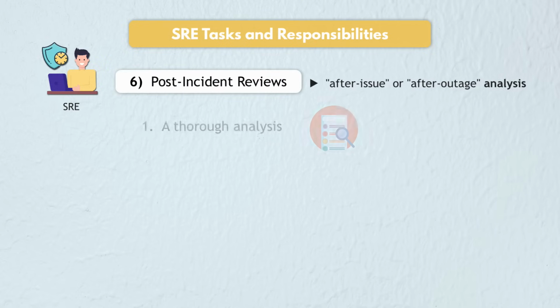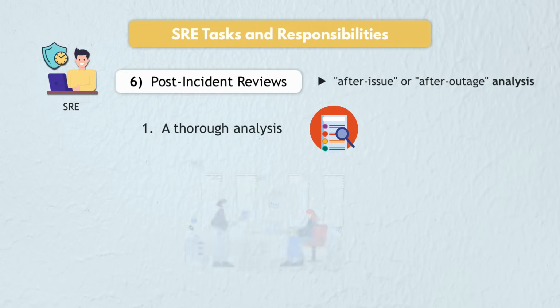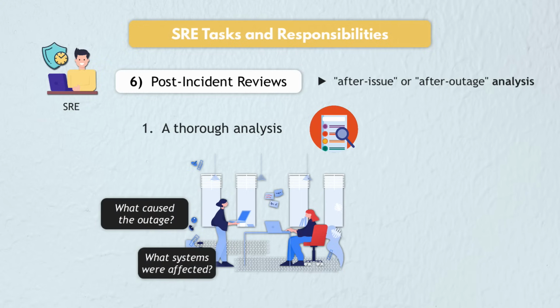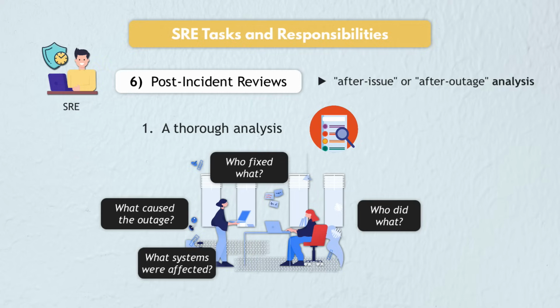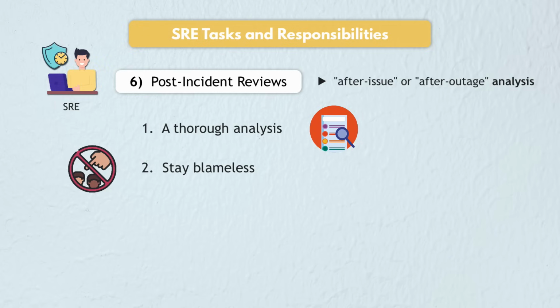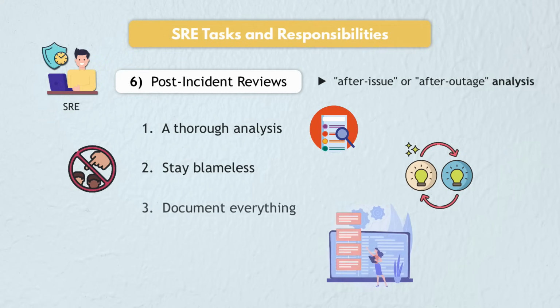And this includes a thorough analysis, meaning taking time to really go deeper and understand the issues. What caused this outage? Go through the whole chain of who did what, who fixed what, how you were able to deal with it, etc. But of course, during this analysis, it's super important to stay blameless, which is one of the major points of post-mortem analysis, in order to encourage people to admit and learn from their and other people's mistakes. And finally, it's important to document everything for future reference.